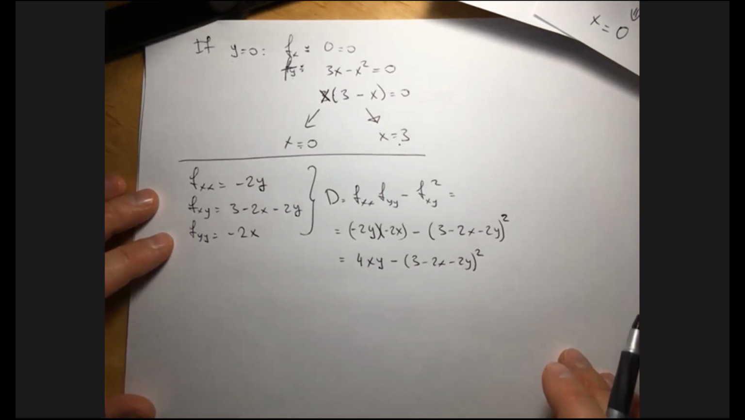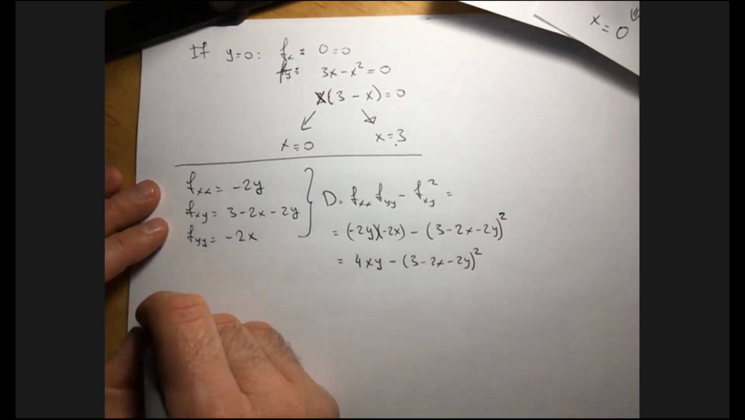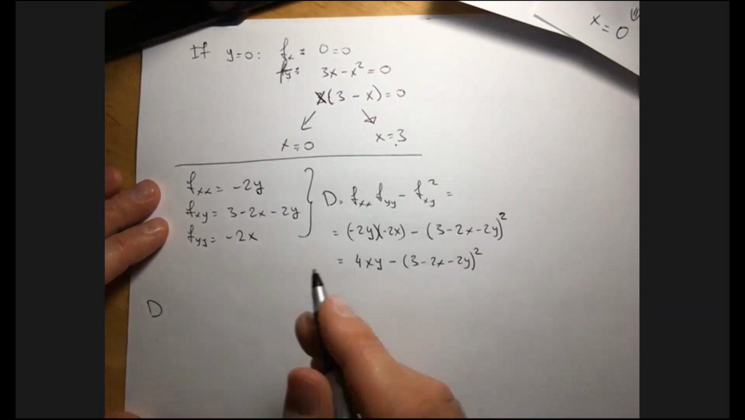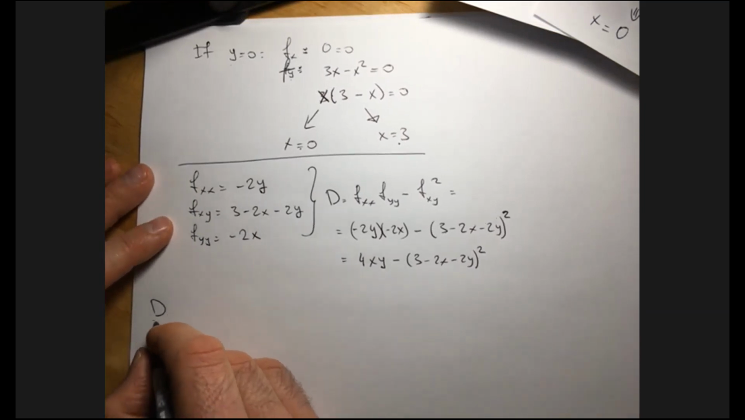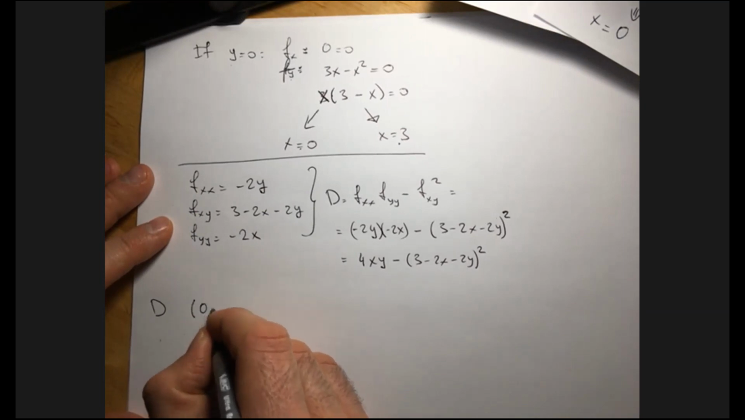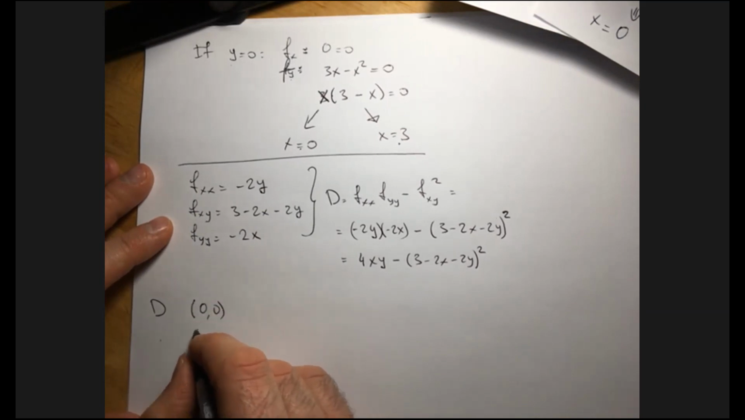What do I have to do? Now I have to figure out the value of the discriminant at these 4 points: at 0, 0, at 0, 3, at 1, 1, and at 3, 0.